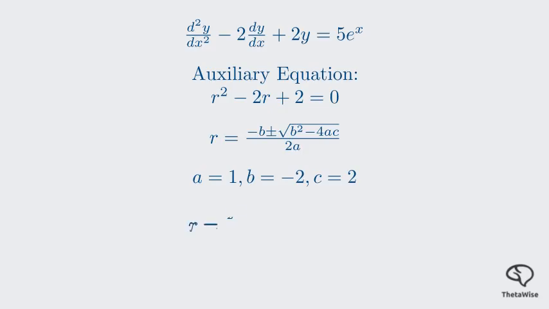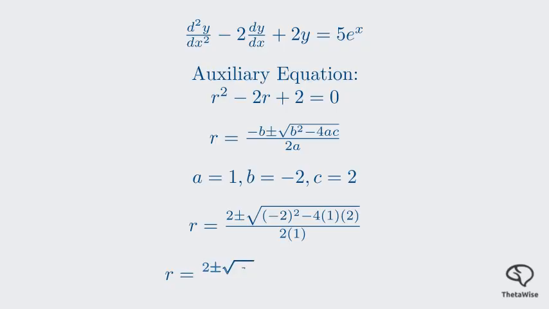Plugging these values in, we get r equals negative negative 2, which is 2, plus or minus the square root of negative 2 squared, which is 4, minus 4 times 1 times 2, which is 8, all divided by 2 times 1, which is 2. Simplifying, this becomes 2 plus or minus the square root of negative 4 all over 2. The square root of negative 4 is 2i, where i is the imaginary unit. So we have 2 plus or minus 2i divided by 2. This simplifies to 1 plus or minus i. We have found our roots.